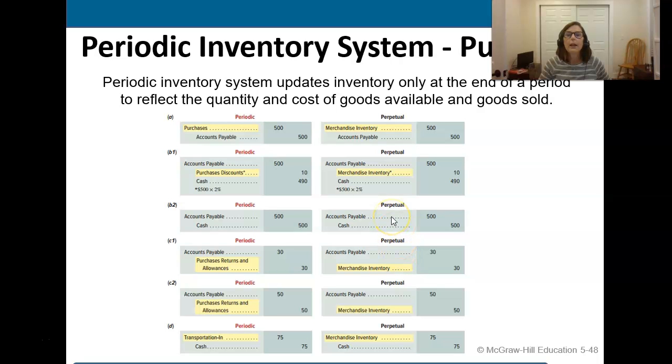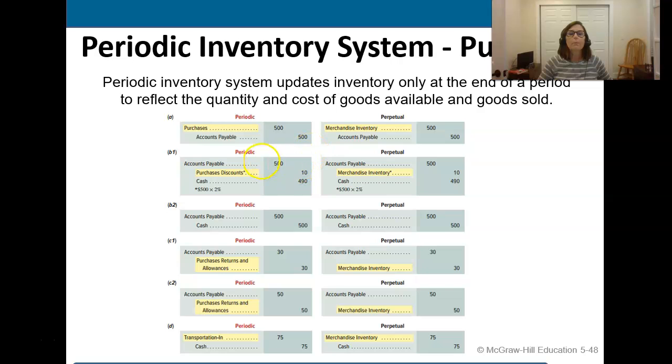Here, for example, it's showing our initial purchase of merchandise, and then over here on the periodic system, this is going to be very similar from the standpoint of when we purchase the merchandise. Where it will begin to look different is when we're dealing with the sale of it. So we buy the merchandise. Under the perpetual system, it's going into merchandise inventory. Under the periodic system, it's going into an account called purchases. It is still in accounts payable. We're still going to owe it on both sides.